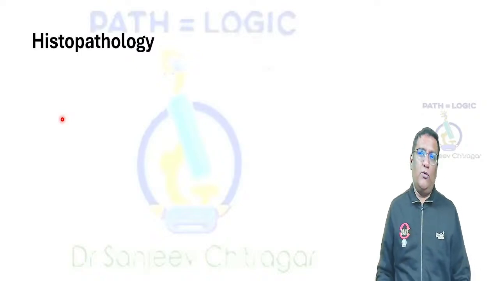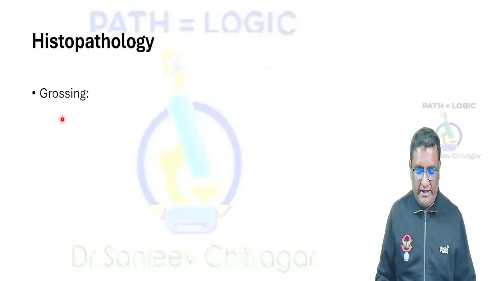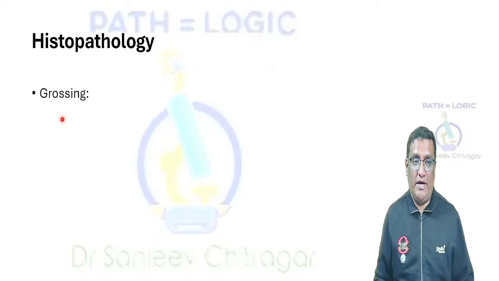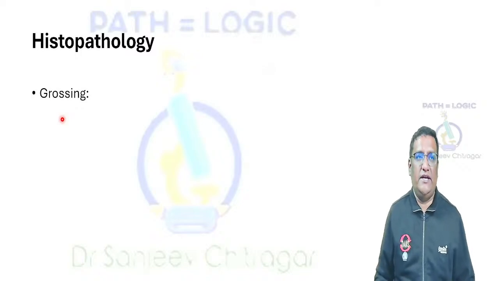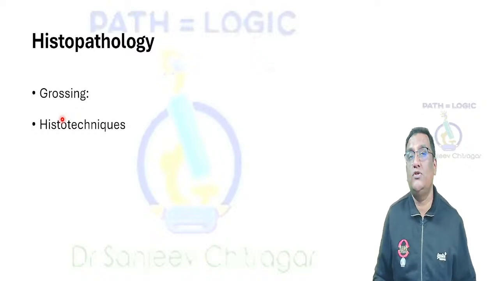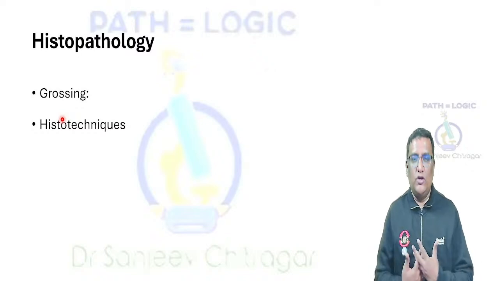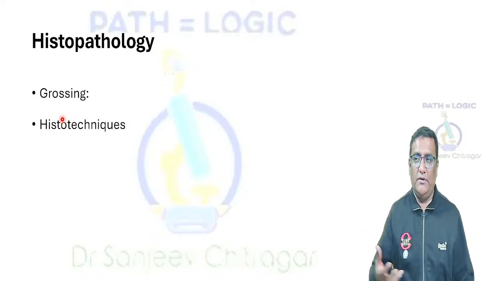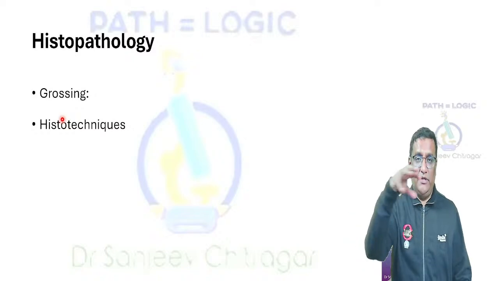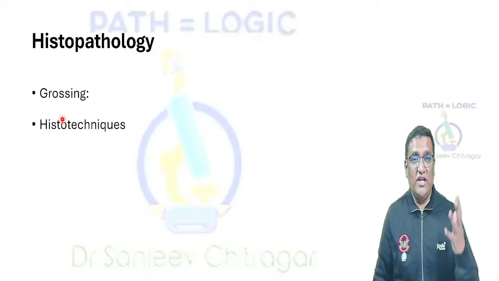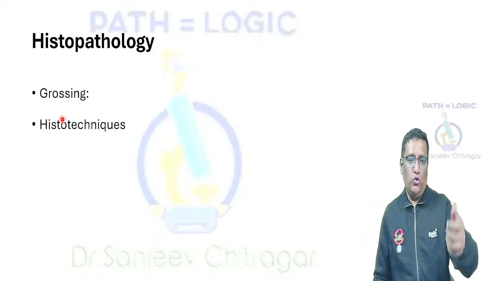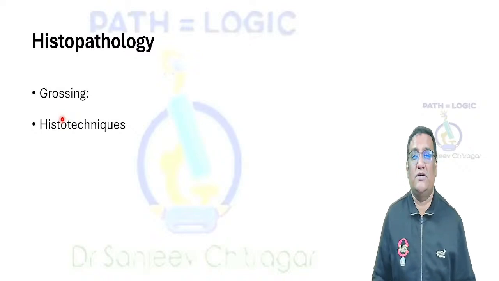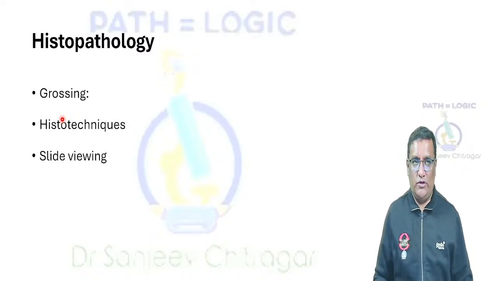So let us talk about histopathology. What is expected out of you? What is there in the histopathology department? One, grossing. That is a very, very important part of histopathology. Another important part is the histotechniques, the lab aspect of the department: how to fix the specimen, how to process the specimen, how sectioning is made, how the water bath is used, how they pick the sections onto the slide, and how they stain. Ultimately, that is histotechnique. And then the third part is slide viewing.